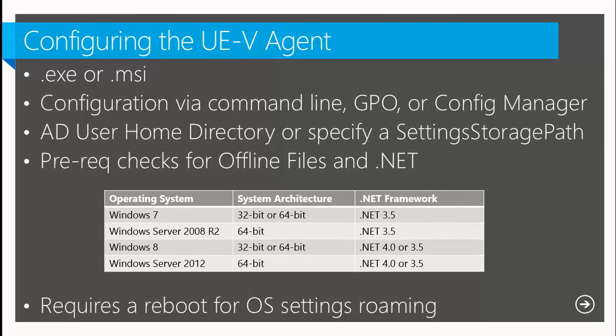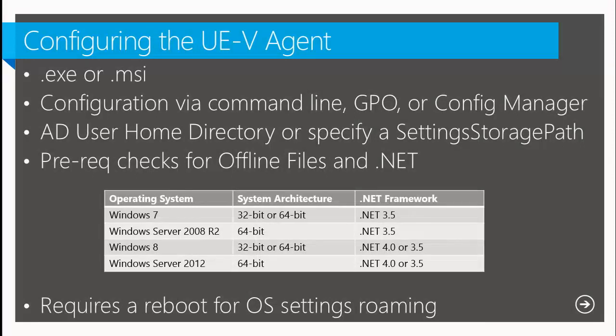Okay? All right, so what do we check for? We check for AD user home directory, or we're looking for a specific storage settings path. And if we don't have that, the agent's just going to kind of sit there because it won't know what to do. Okay? All right, we're also doing a prereq check for offline files in .NET. Again, this is by default. We always want to do that because if I've got users that are roaming and they're going to be going off the network, it allows us to be able to capture the settings and do that. You will not be able to install unless that's on there.